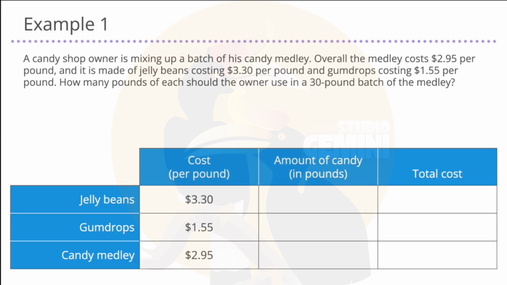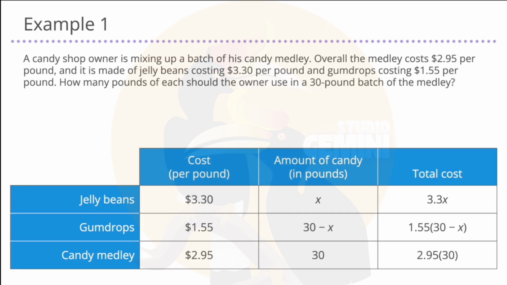We know that our goal is to have 30 pounds of the medley, so we can write that here. We are solving for the amount of both jelly beans and the gumdrops. Instead of choosing two different variables, let's use one variable, x, to represent the amount of jelly beans. If we want 30 total pounds, and we know that x is the amount of jelly beans, we should use 30 minus x pounds of gumdrops. Nice! Now we can multiply across to fill out the third column. So 3.3 times x, 1.55 times 30 minus x, and 2.95 times 30.